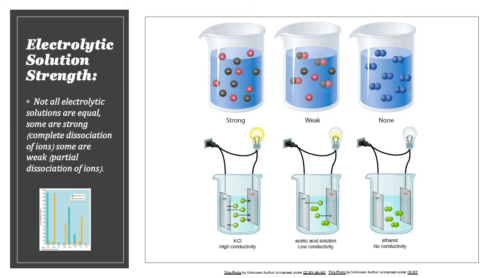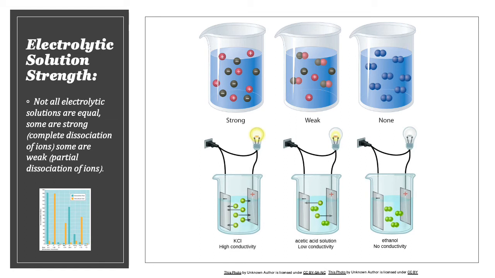Now there are some differences between electrolytes. Not all electrolytes are created equal. Some electrolytes are considered very strong electrolytes, and others are considered pretty weak electrolytes. And there's a spectrum. It's not that all of them are super strong and all of them are really weak; there are some in-betweens. But to give you an example, take a look at these beakers up here at the top.